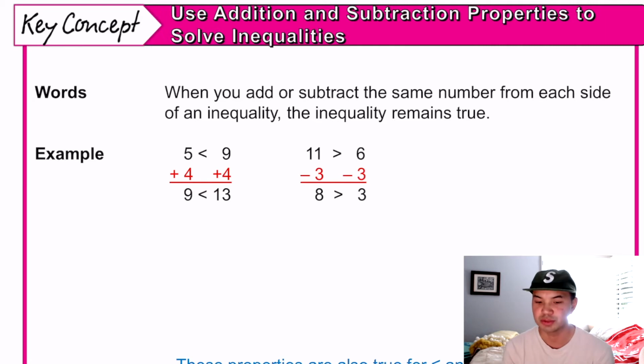If you subtract 3 from both sides. So you start off with 11 is greater than 6. If you subtract 3 from both sides, 8 is still greater than 3. You can pick any number you want. You could start with any inequality you want. And if you add or subtract the same number to both sides, the inequality will stay true. All right. And yeah, these properties are also true for less than or equal to, greater than or equal to.